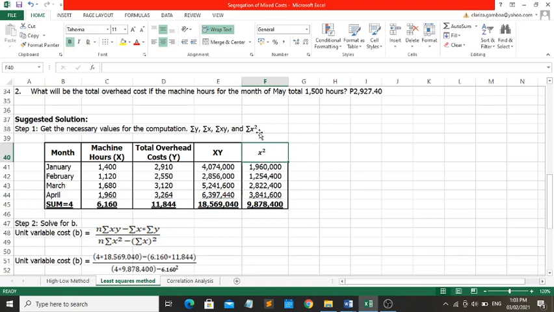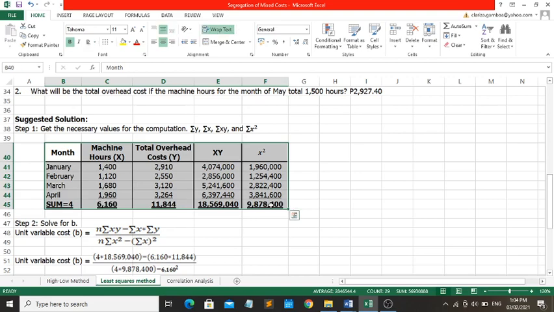And the last column is X squared, because the formula has the summation of X squared. How do we do that? We are just going to square the value of X, our machine hours. How do we square? Multiply by itself. So, 1,400 times 1,400 is equal to 1,960,000. And for February, 1,120 times 1,120 is 1,254,400, and so on for March and April. And we have the summation of X squared now: 9,878,400.